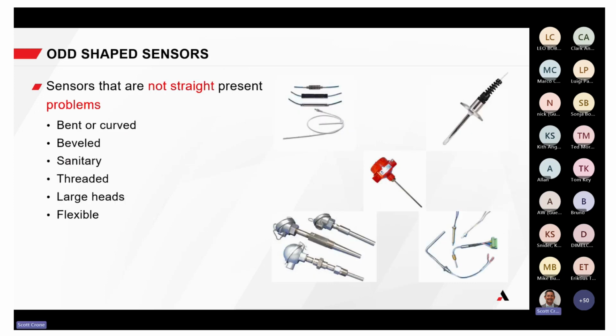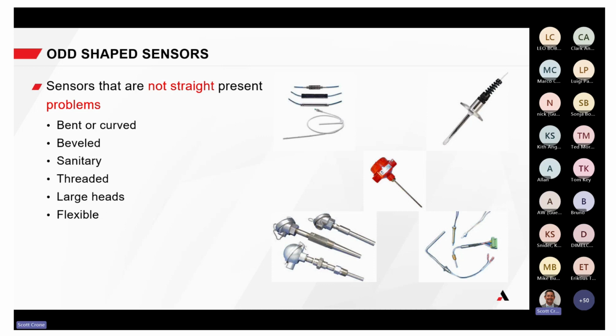Odd shape sensors. So sensors like this or this are going to be problematic for a dry block. Now, a dry block might be able to do this one here, depending on how long that stem is. That stem, you want it to be about 15 times the diameter of immersion depth. So you may or may not be able to achieve that.